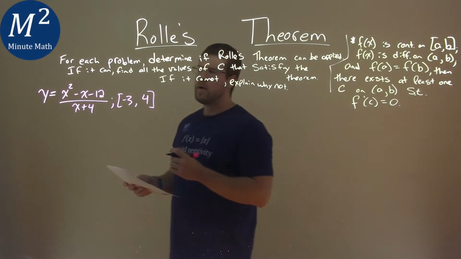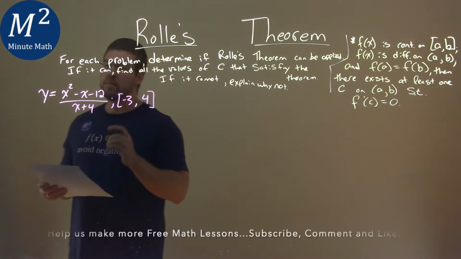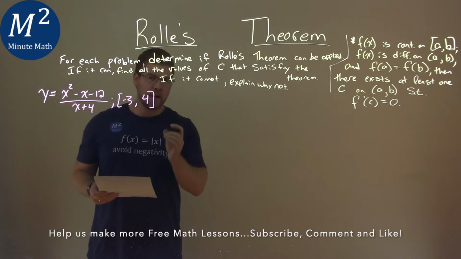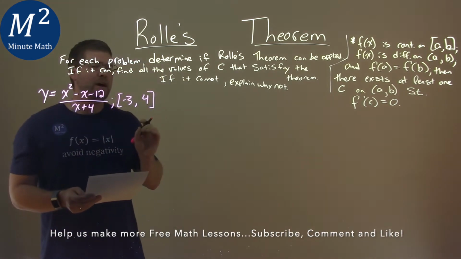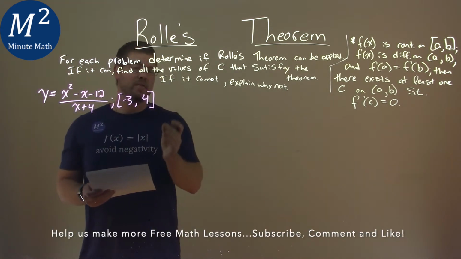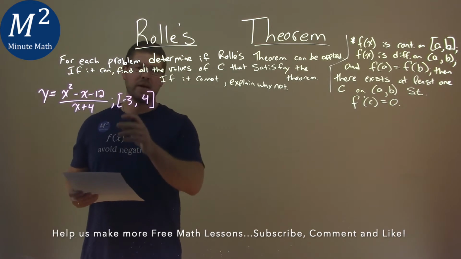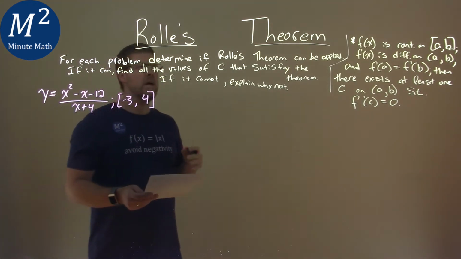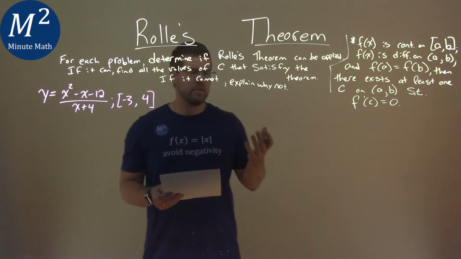We're given this problem right here, y equals x squared minus x minus 12 divided by x plus 4, and we have to find the values of c that satisfy Rolle's theorem on our interval from -3 to 4. Well, the first thing I find, can we apply Rolle's theorem?